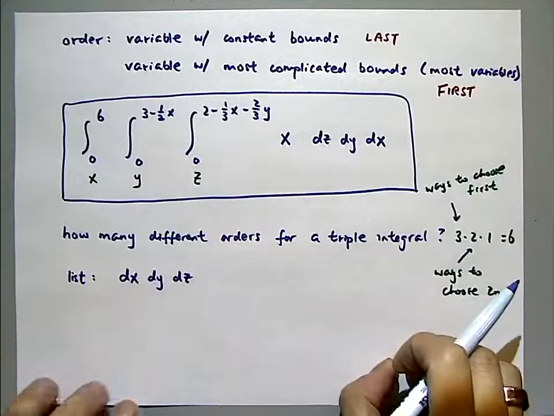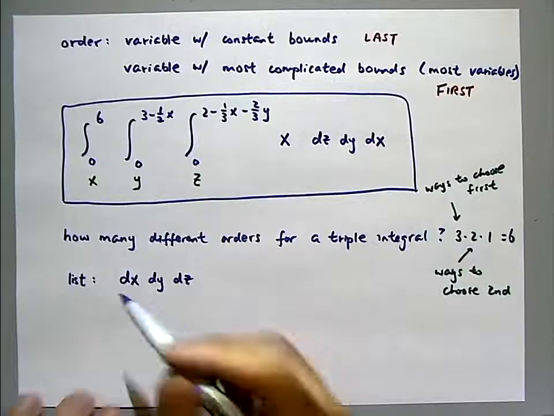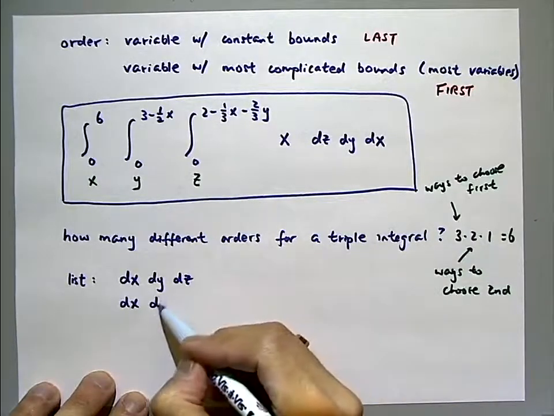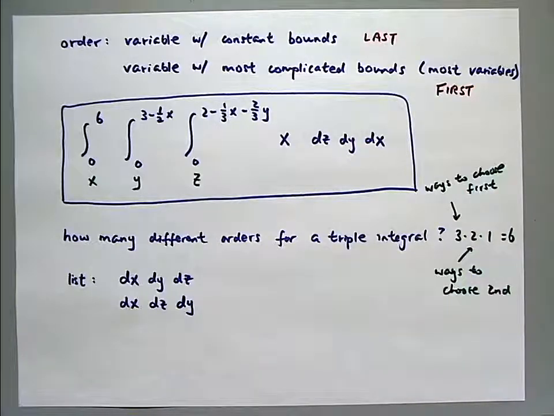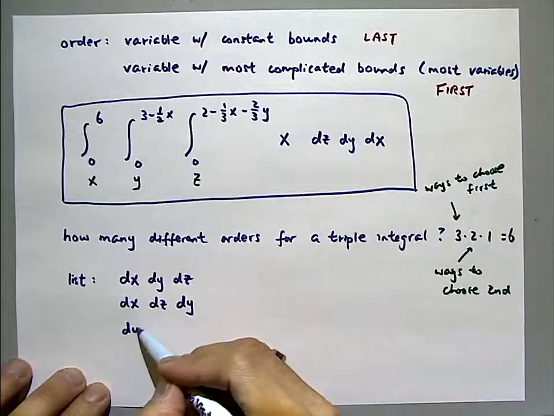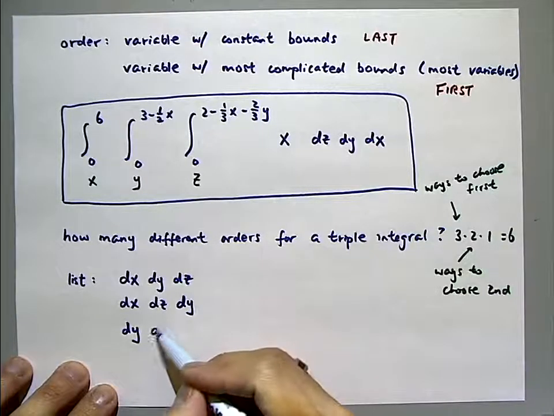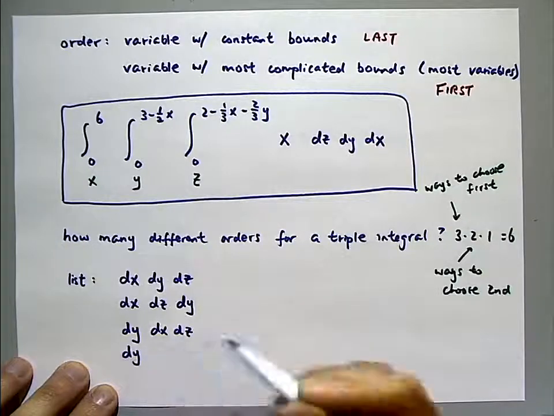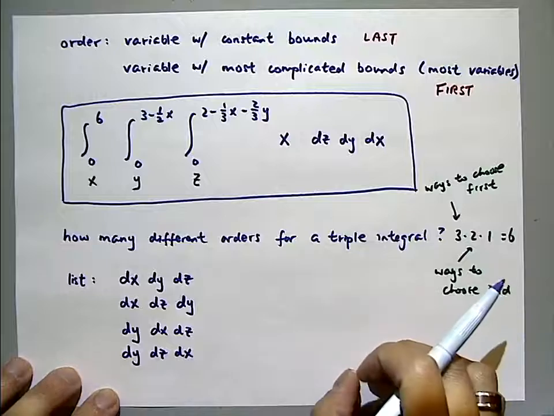Right? And then let's stick with x as the first choice. I can do dz next, and then dy. Then I can do dy first. Now I can choose x or z to go next. I'll choose x first and then z last. I choose dy first, dz next, dx last.